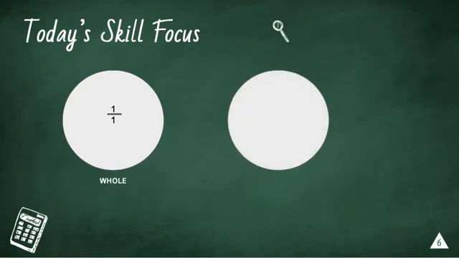I could also split this circle into two equal parts. When an object or collection is split into two equal parts, we call each of those parts halves. 2 halves in this circle. How many halves does this circle split into? 2. You are correct. 2 halves makes one whole.